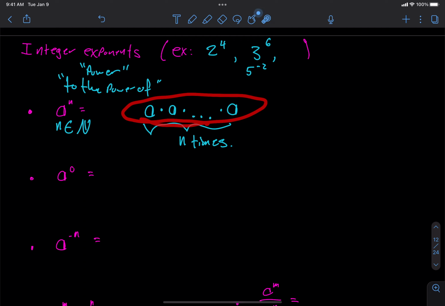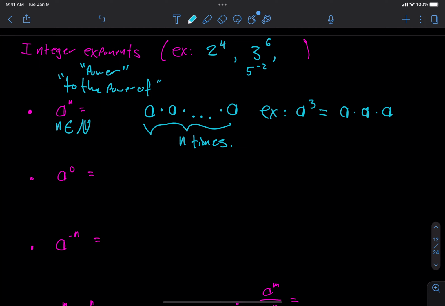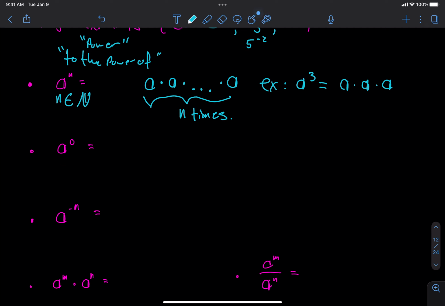So if I'm doing a cubed, for example, then I do a times a times a. If you want to think about that as 3 multiplications or 2, it's up to you. But we've got 3 total a's here, and we're multiplying them all together. So that's what that means.